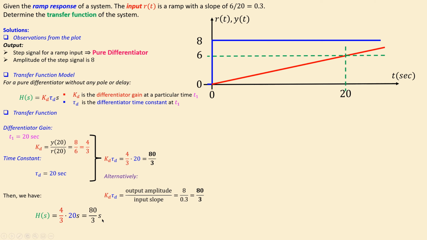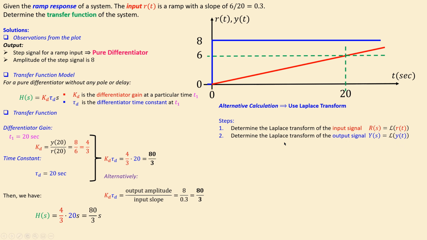If you say, I want to do it in a little bit different form, there is an alternative calculation which uses the Laplace transform directly. The steps are the following. You determine the Laplace transform for the input, which is this line R, and then you will determine the Laplace transform of your output signal, which is the Y, in this case the blue line, and then you will calculate the ratio, which is then the transfer function H.